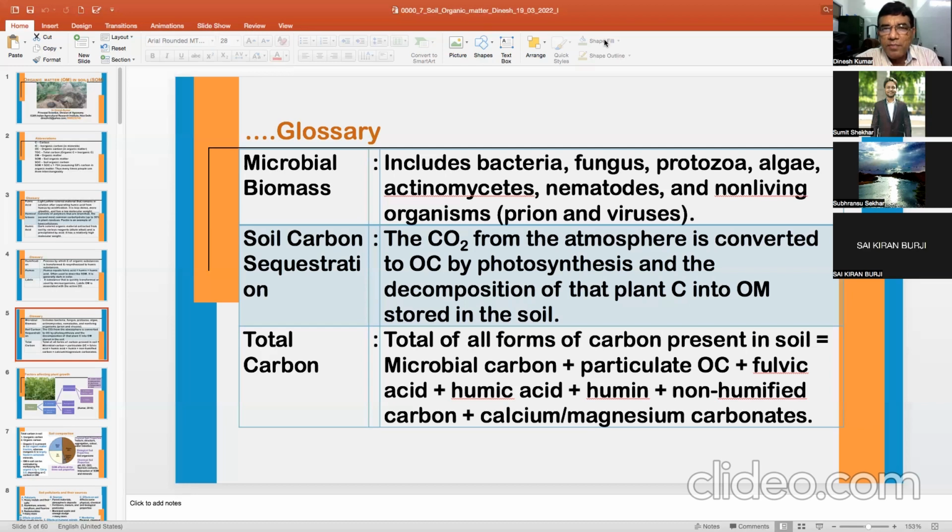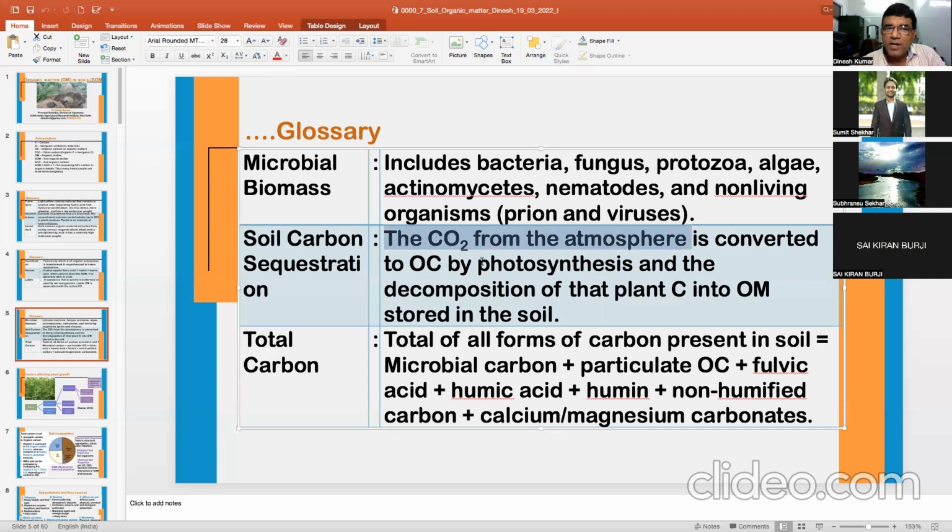In 1 year, more than 50% of the carbon applied to the soil will be decomposed and will be leaving the soil. It will go back to the atmosphere. So you can see this definition. Please do not mind. The carbon dioxide from the atmosphere is converted. So when you explain carbon sequestration, you should start with photosynthesis. So the carbon dioxide from the atmosphere is converted to organic carbon by photosynthesis, and the decomposition of that plant carbon into organic matter stored in soil.